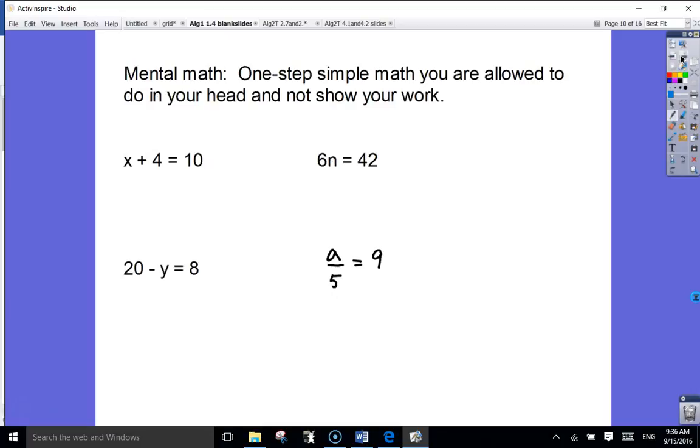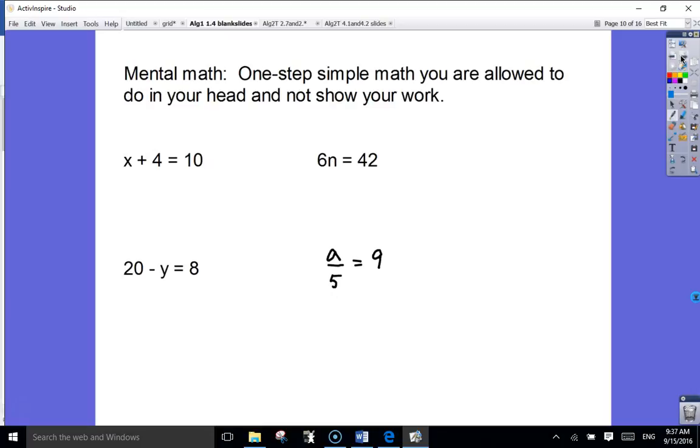All we're really doing here is saying, what do you think I would plug into X so that this was a true statement? 6. Okay, what do you think I would plug in for n so that this is a true statement? 6 times 7 is 42. Okay, what would I plug in for y so that this is a true statement? 12. Can you see that? Right, Christine, you get that? How about, what is it that divided by 5 equals 9? 45. That's what they're calling mental math.